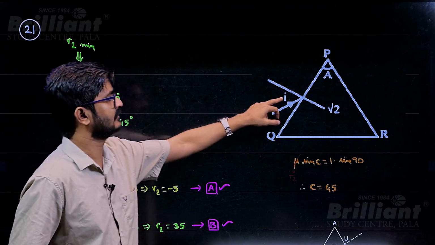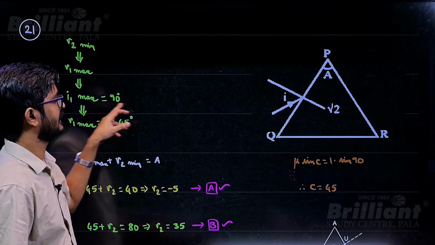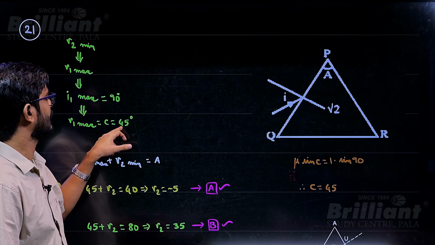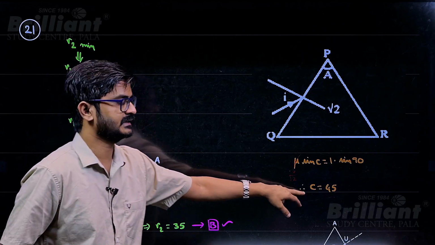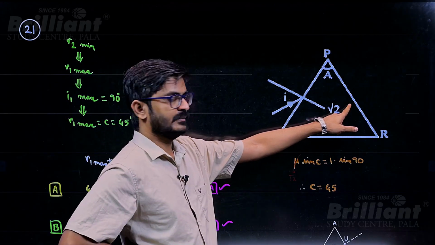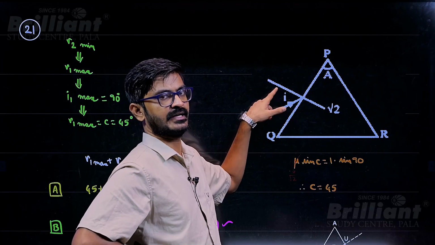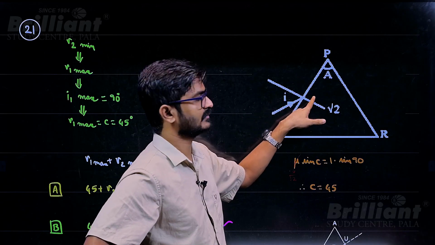But we know I1 maximum is 90. So, if I1 maximum is 90, by using Snell's law, you can understand this will be the critical angle. So, R1 maximum value is the critical angle, which in this question is 45. For R2 to be minimum, R1 has to be maximum. For R1 to be maximum, I1 has to be maximum. I1 maximum is 90, so R1 maximum is the critical angle.